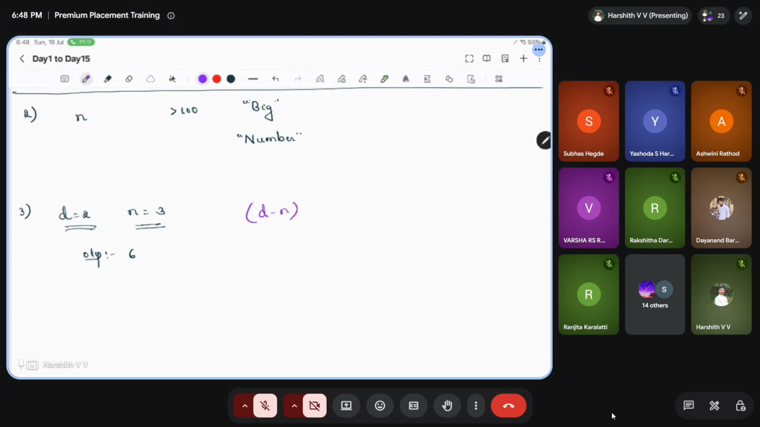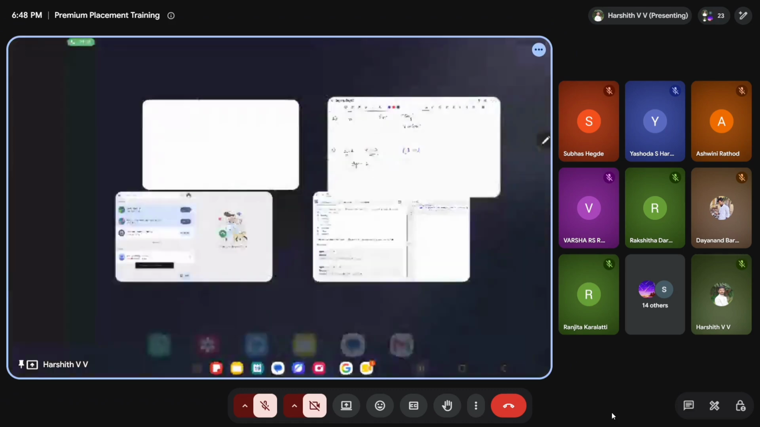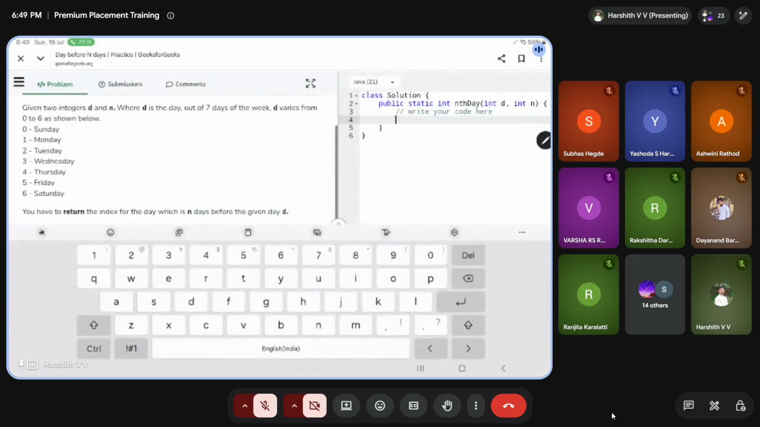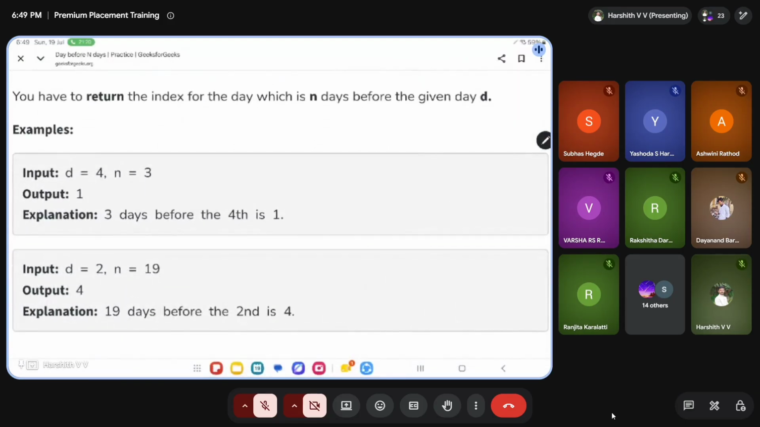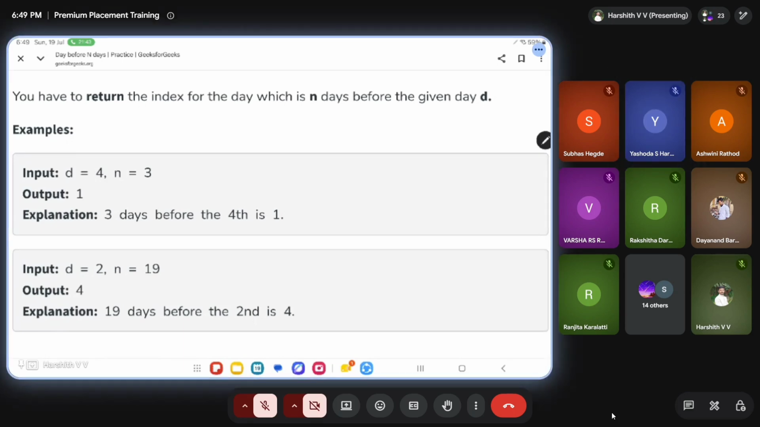Yes or no? Did anyone not understand this d minus n for the first input output? See here, the first input output, what they are telling: d is equal to 4, that is Thursday, n is equal to 3. 3 days before Thursday is Monday. The answer is 1 because Monday is 1. How did you calculate that? Can I say d minus n is the answer? 4 minus 3. 4 minus 3 is how much? If you reply faster, it will be easy for me. 4 minus 3 is 1. I hope everyone understood this.